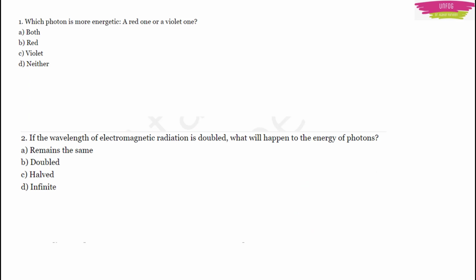First question is: which photon is more energetic, a red one or a violet one? Obviously, because E is equal to h nu and E is equal to hc upon lambda, it should be violet. Remember VIBGYOR: lower the wavelength, higher the frequency. Higher the frequency, more is the energy.